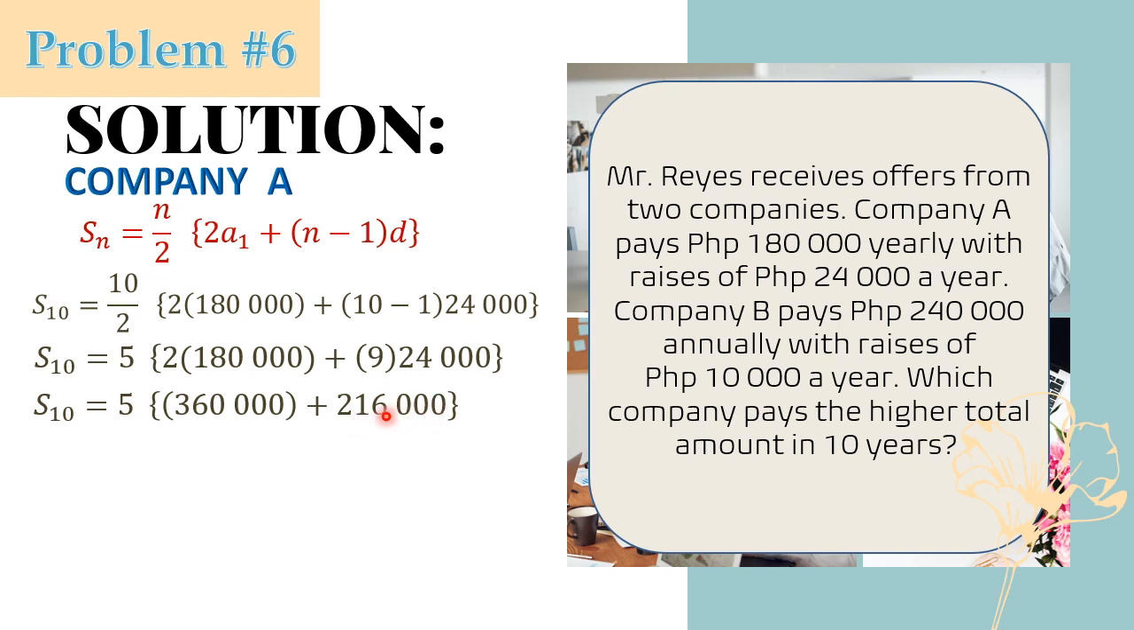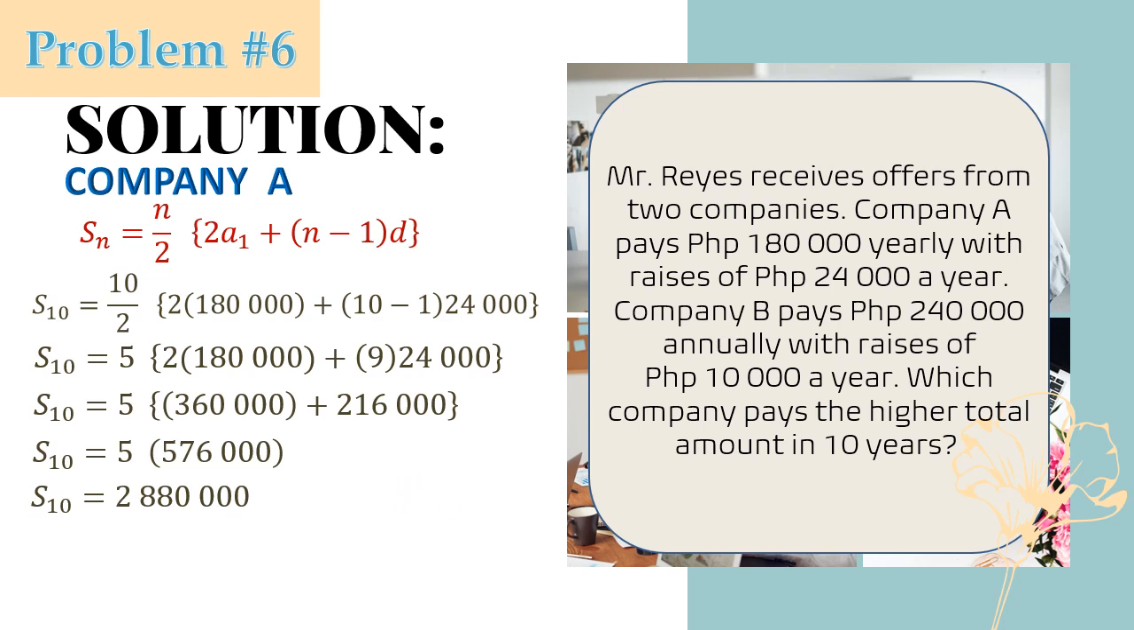Next is 9 times 24,000, which is 216,000. I also simplified 2 times 180,000, and that is 360,000. Getting the sum of 360,000 and 216,000, that is 576,000. And lastly, multiply by half of 10, or 10 divided by 2, which is 5. So 576,000 times 5 is 2,880,000, the accumulated amount that Mr. Reyes will receive if he accepts the offer of company A in 10 years.